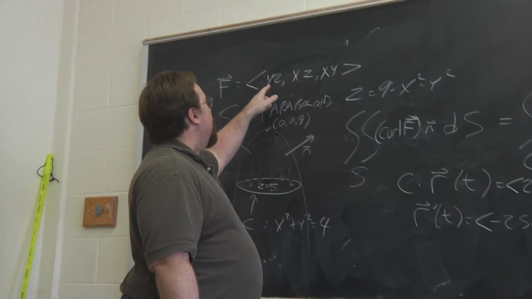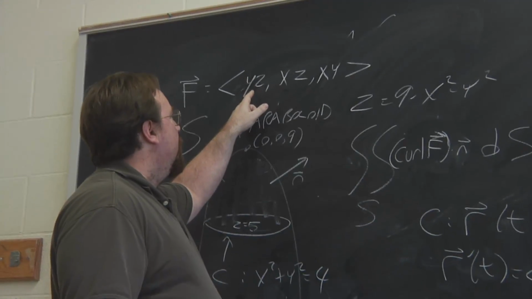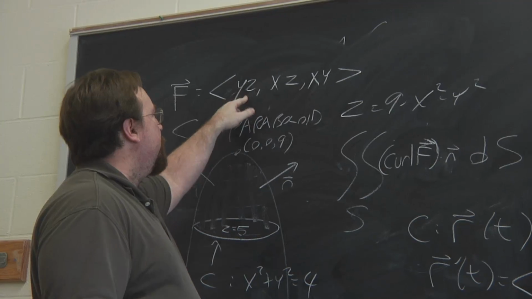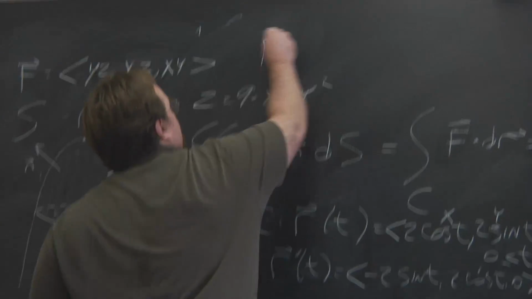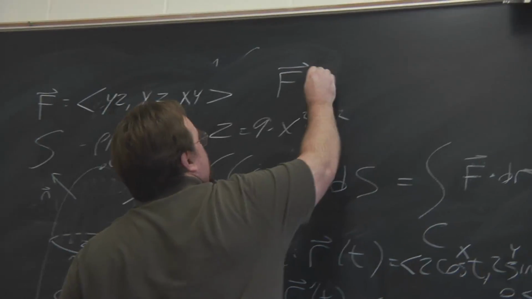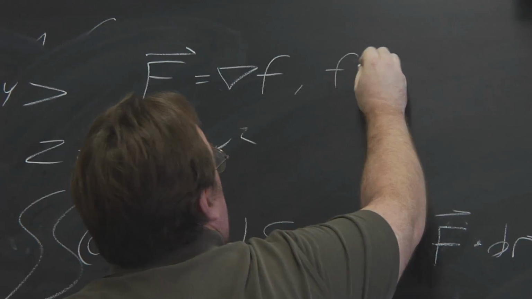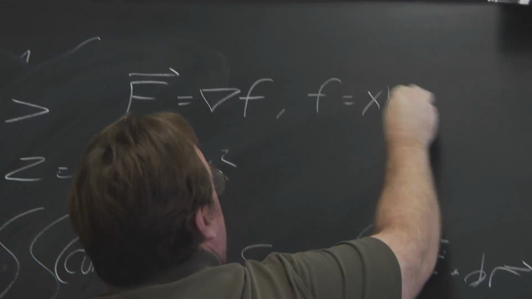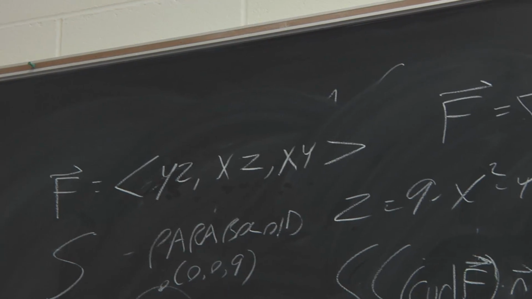Notice each component function of this vector field omits the corresponding variable. Here we have no x, here we have no y, here we have no z. In fact, F is actually the gradient of this function little f, where little f is equal to xyz. Because if you differentiate this with respect to x, you get yz. You differentiate with respect to y, you get xz, and so on.